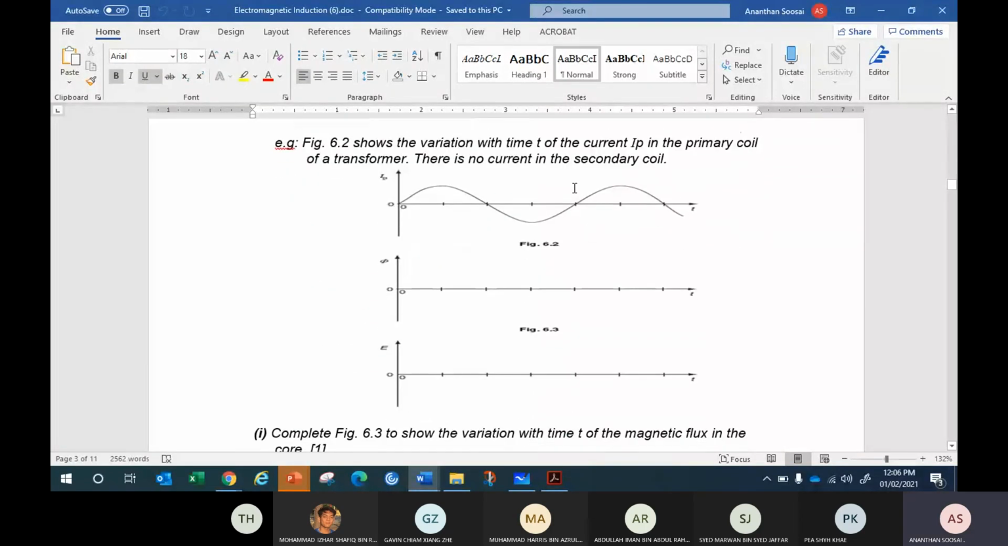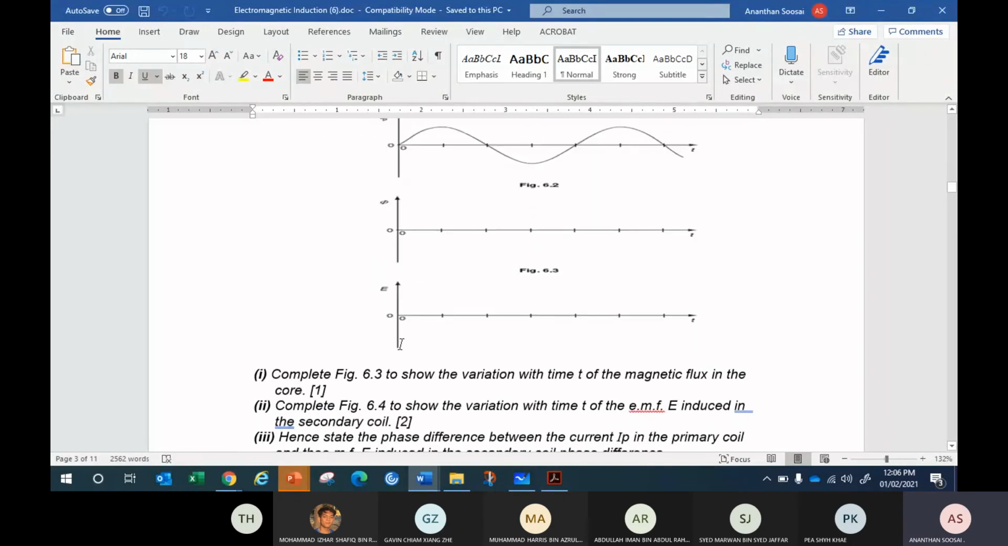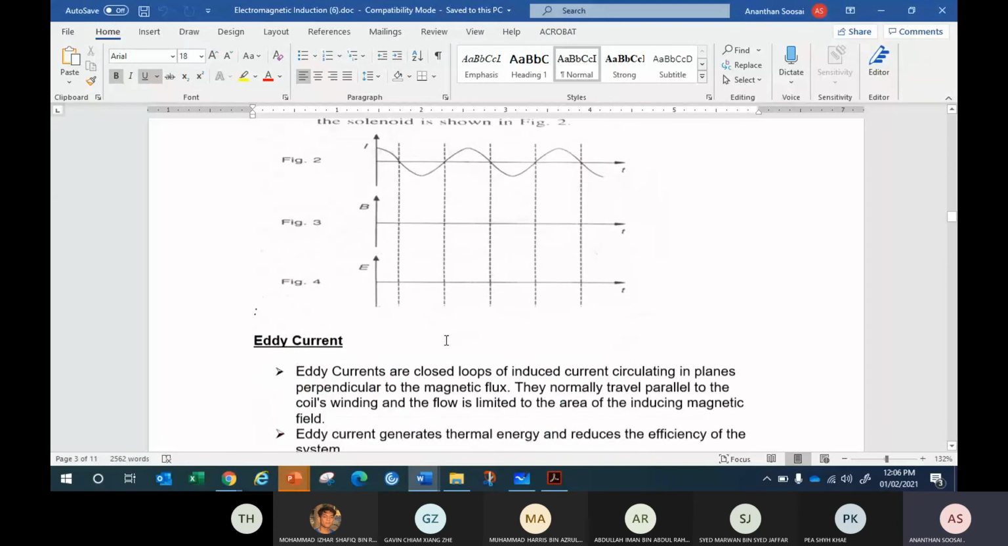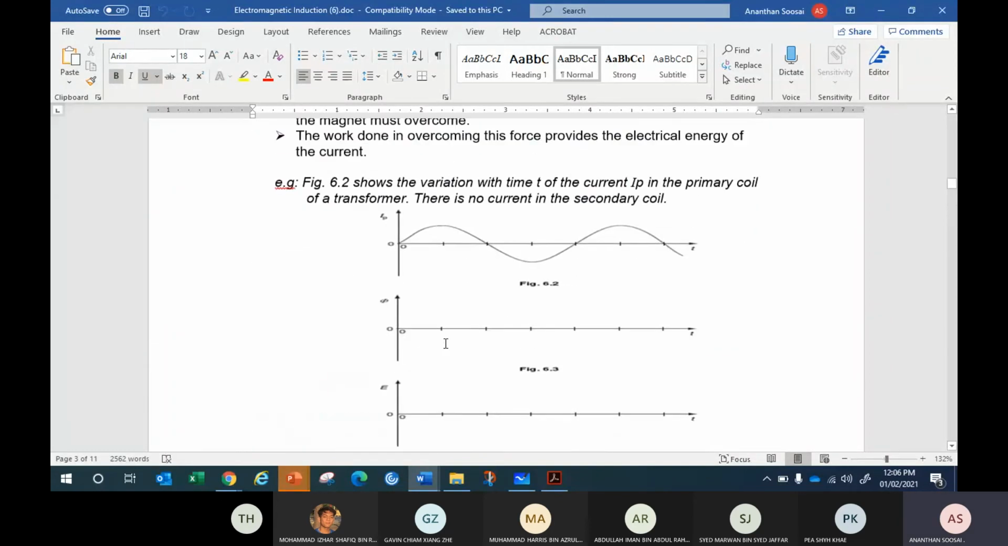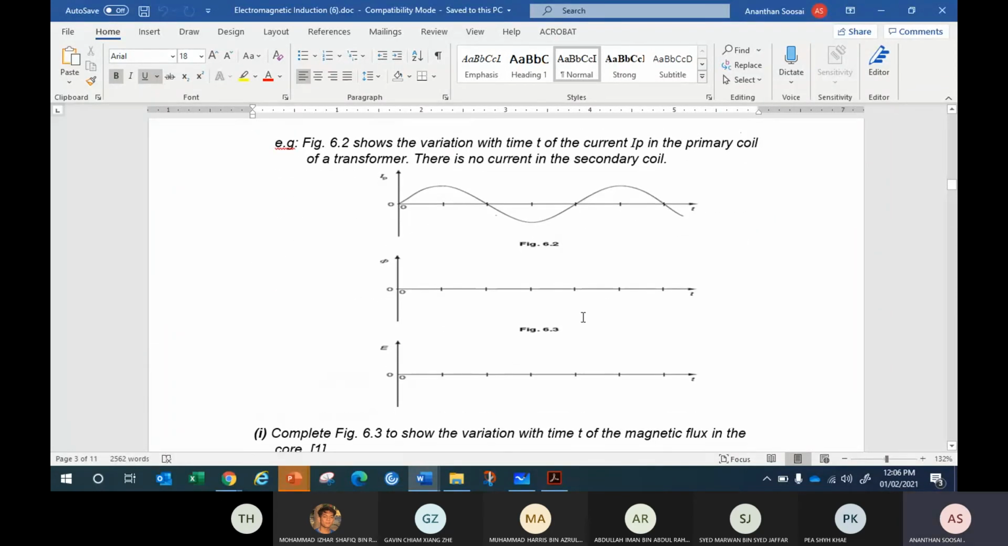Then we talked about the graphs. If they give a flux graph, how do you plot the EMF? I think these two graphs we haven't done yet, right? We haven't done yet. Okay, so let's go through here first.